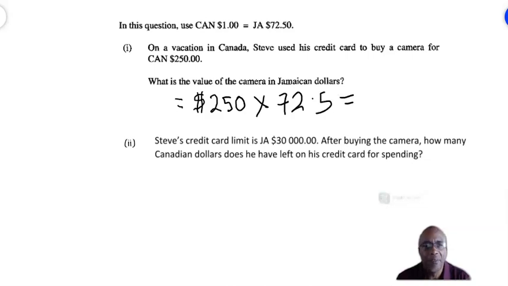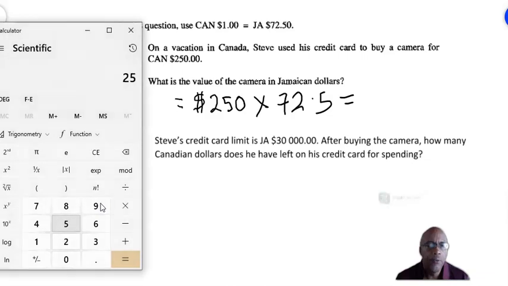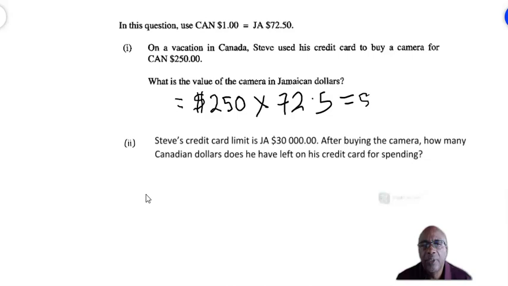Well, 72.5 equals, and you can do this with your calculator. 250 multiplied by 72.5 equals $18,125. So $18,125 is the answer. So let's go to the second part.